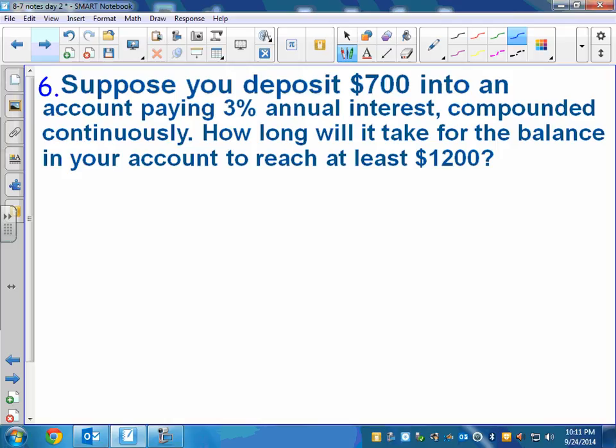So that's the easy part when we can just plug in the numbers. What if they ask you to solve for it? So that's what number 6 says. Suppose you deposit $700 into an account paying 3% annual interest compounded continuously. So when I see compounded continuously, I know I'm using Pert. That's what we always called it when I was in school. A equals Pe to the rt. How long will it take for the balance in your account to reach at least $1,200? How long? That means I'm looking for time here. So it's not going to be as easy.